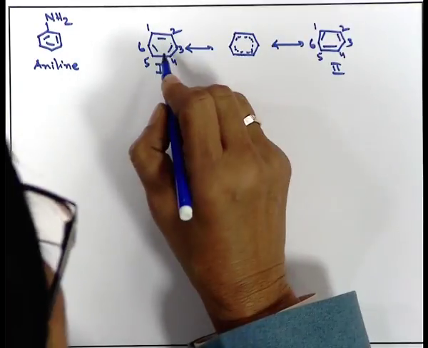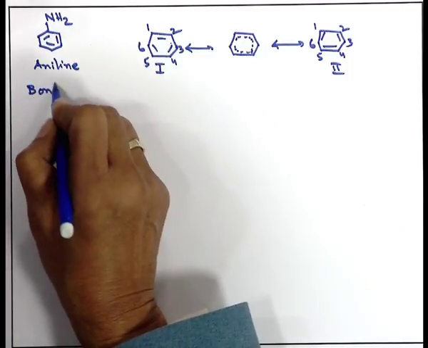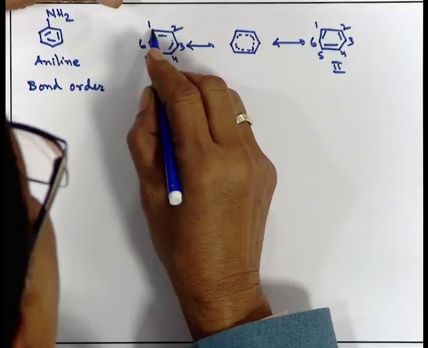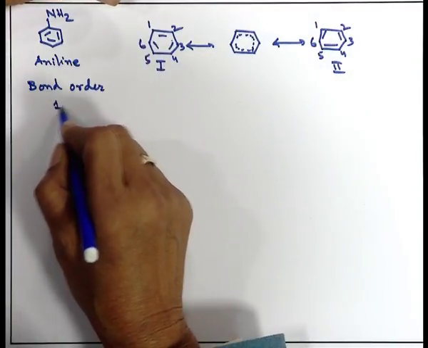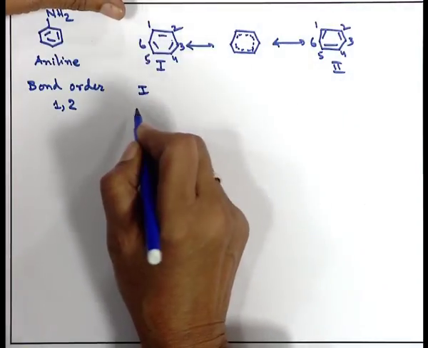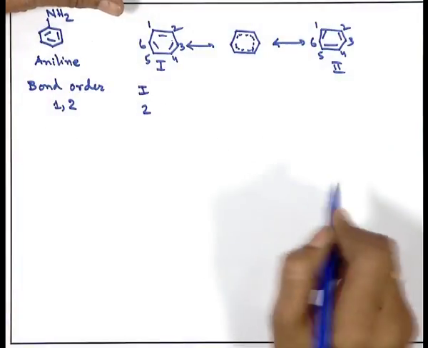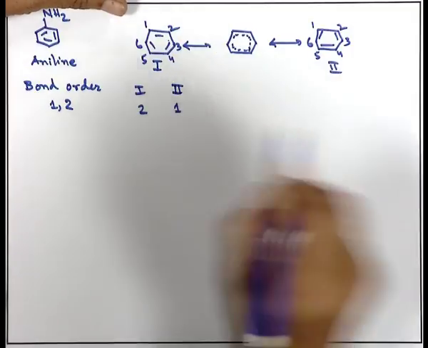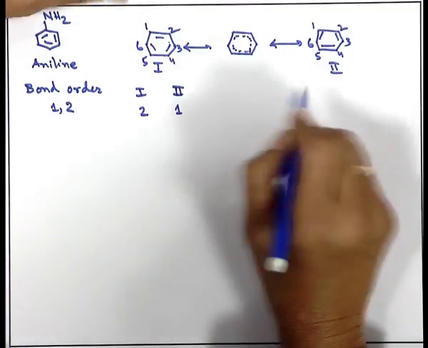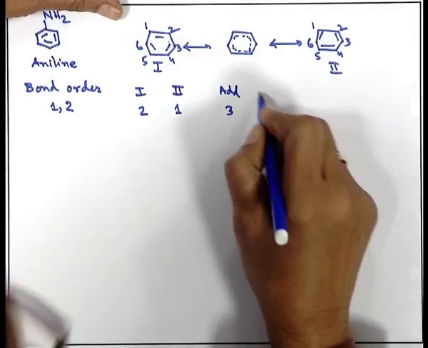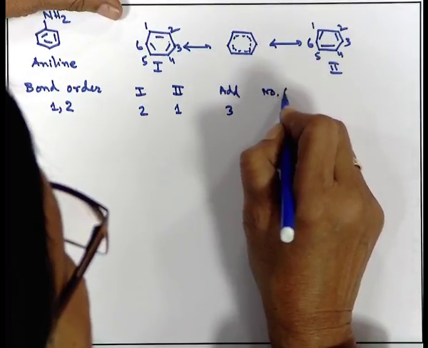And if I calculate the bond order, it is calculated by a simple technique: what is the nature of the bond between 1 and 2? Let us take the 1-2 bond order I want to calculate. In structure number 1, the 1-2 bond is a double bond and a double bond is taken as 2. In structure number 2, the 1-2 bond is a single bond and a single bond is taken as 1. So, if I add them together, it comes to 3, and divide by the number of resonating structures.